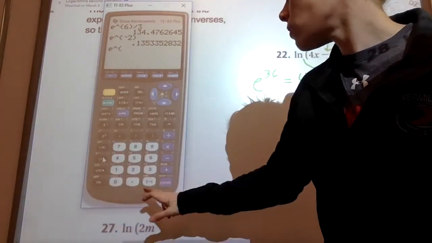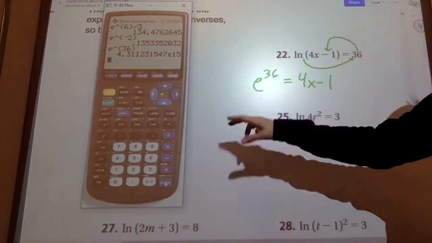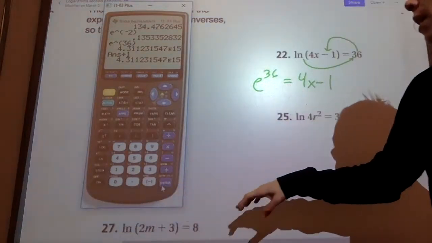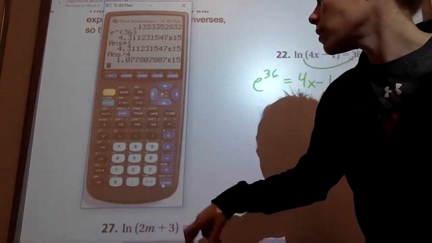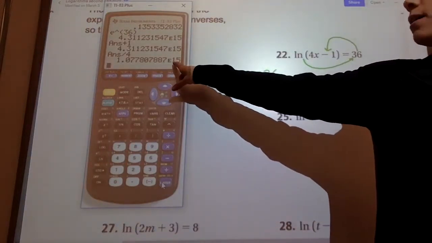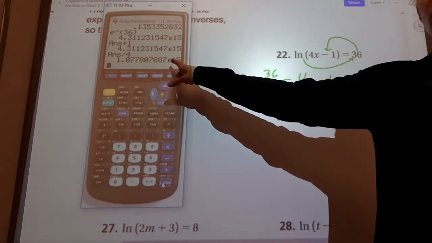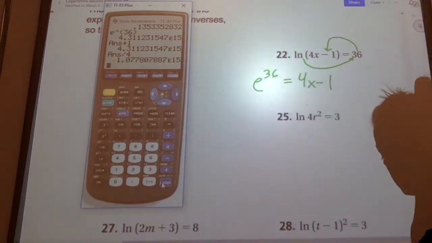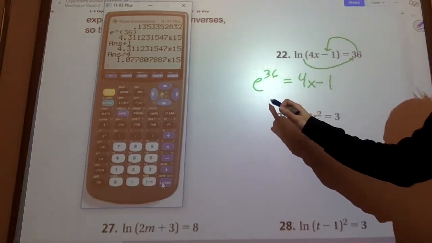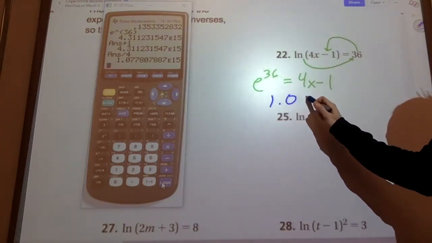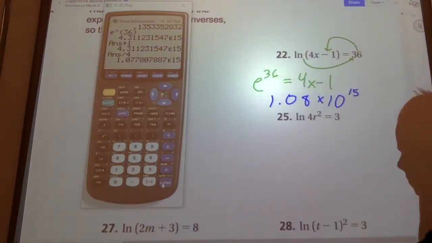So e to the 36th power, and then what? I would add 1, so plus 1, and then I would divide by this 4 here, divide by 4, equals. And notice you have scientific notation. You won't want to write 15 zeros, so I would leave this in scientific notation. So I'd have 1.08 times 10 to the 15th power.